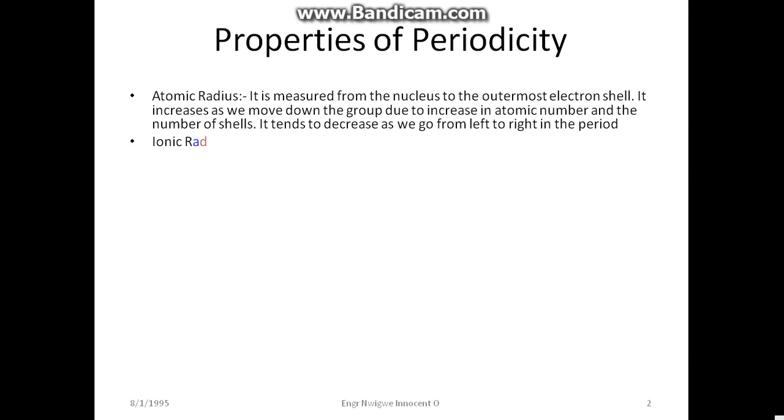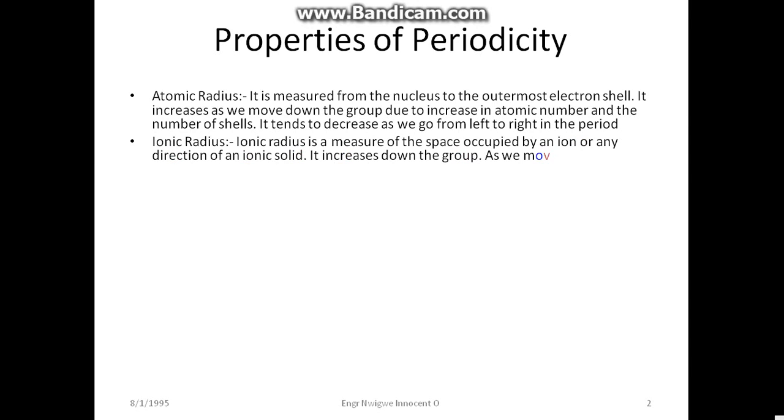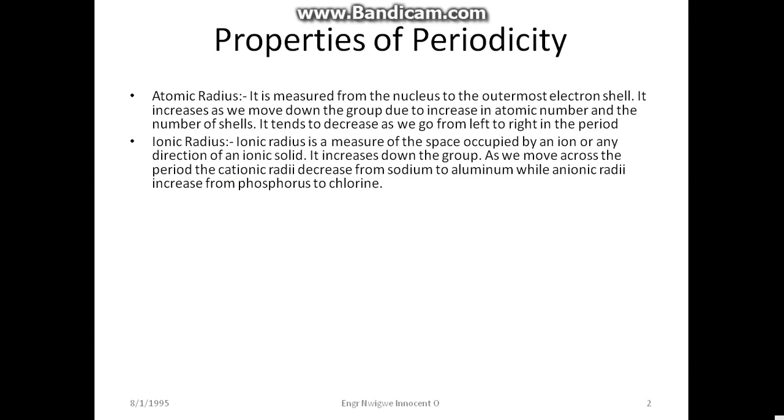Ionic radius. Ionic radius is a measure of the space occupied by an ion in the lattice of an ionic solid. It increases down the group. As we move across the period, the cationic radii decrease from sodium to aluminum, while the anionic radii increase from phosphorus to chlorine.